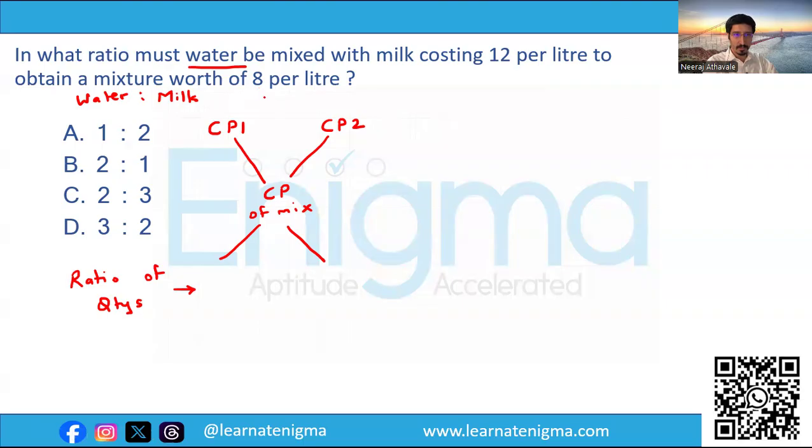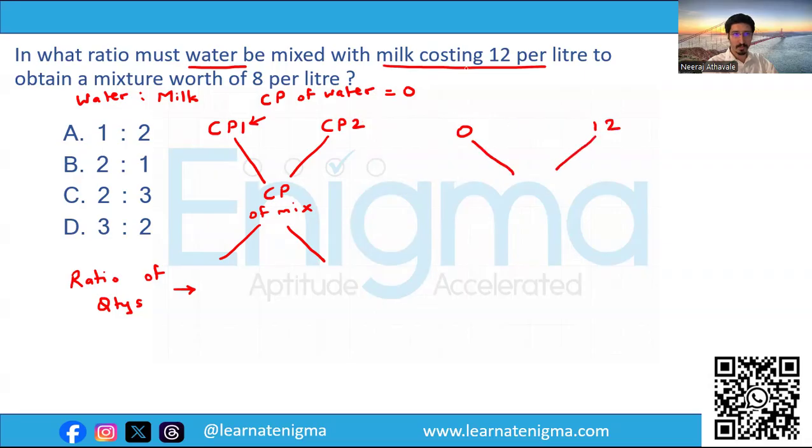Now, always remember we assume the cost price of water as 0 because the milkman is going to use freely available water. He is not going to buy water and mix it with milk. Okay? So we assume the cost price of water as 0. Then the next is milk over here and the cost price for that is 12. So 0, 12.